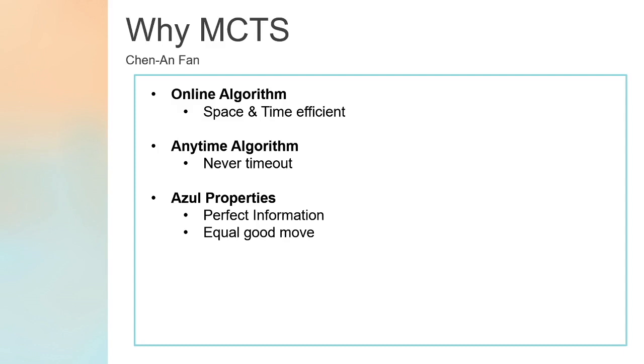The Azul game is perfect information. States are always visible to all players, and in many cases in Azul, there are usually multiple equally good moves. A neural network model could not find a meaningful relationship between them, but the randomness of MCTS could.